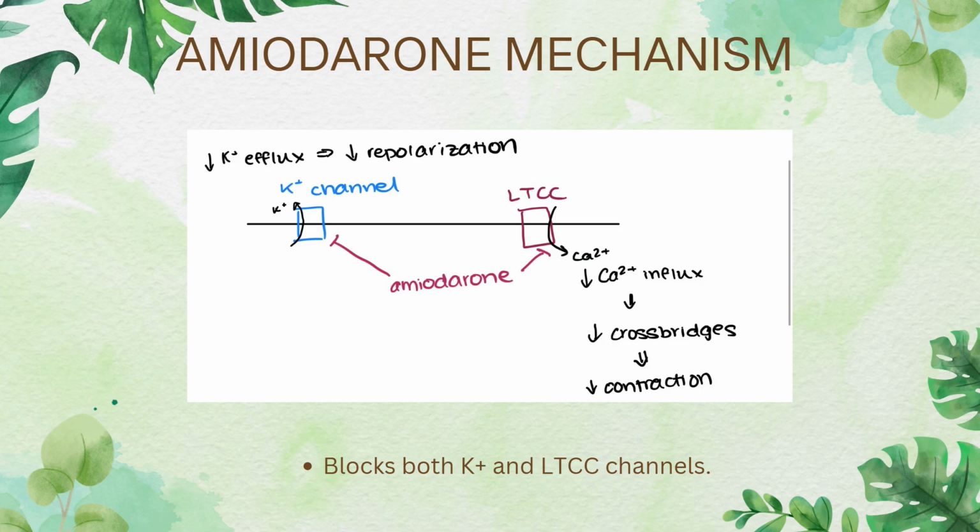And additionally, amiodarone is going to be blocking the calcium channels, so without an influx of calcium going into the cytosol, there won't be many cross-bridge formations, and that's going to lead to a decrease in power strokes and therefore a decrease in contractility.